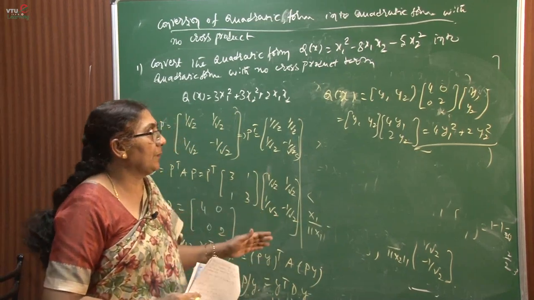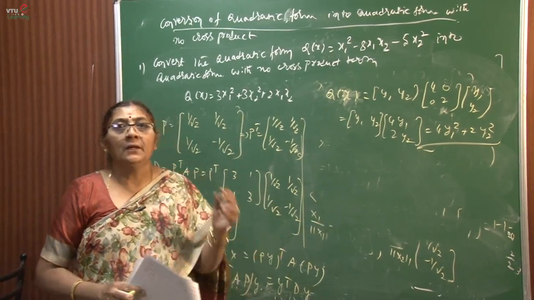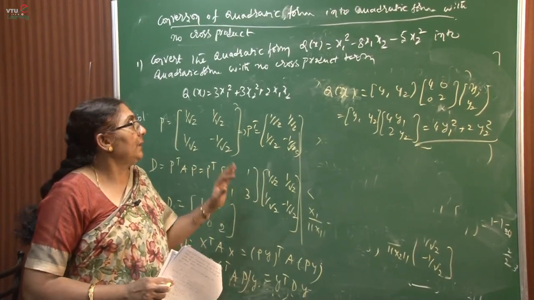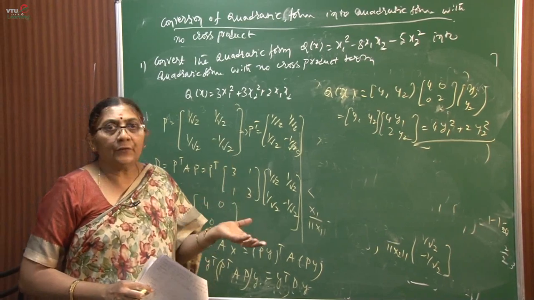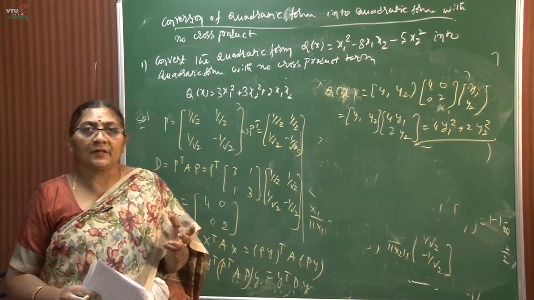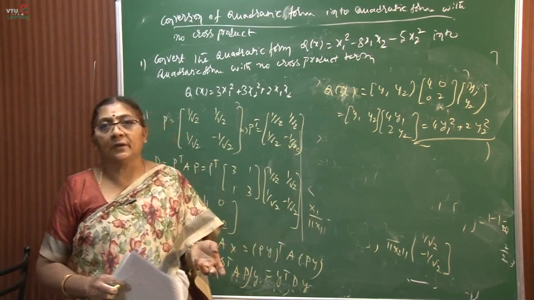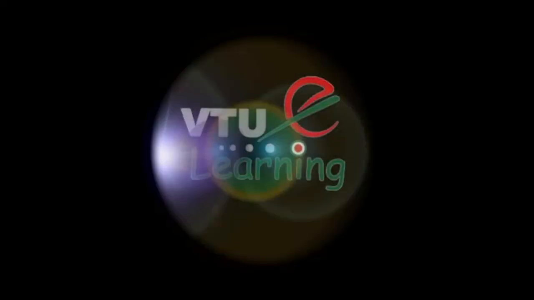Now I have solved two problems; refer to some more problems from the textbook and do them. Now I have completed quadratic forms and also how to convert a quadratic form with cross product terms into a quadratic form without cross product terms. Thank you.